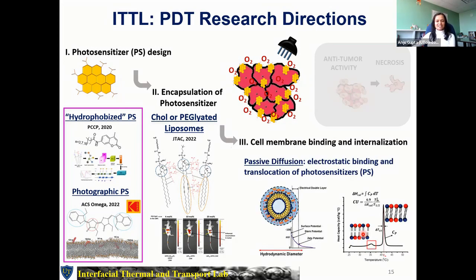And since we like to ask why, I am also focused on combining experimental electrobinding studies, because if the cell membranes are negative, I want to study if these photosensitizers are positively charged enough to bind with the membranes. And then how are they going to translocate? How are they going to interact with the cell membrane or within the cell membrane? We study that using DSC.